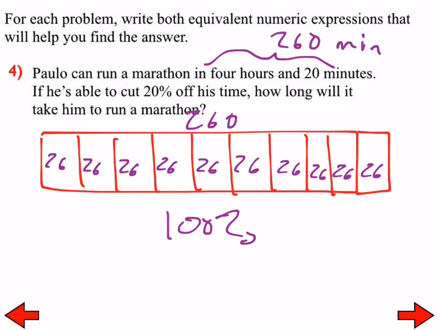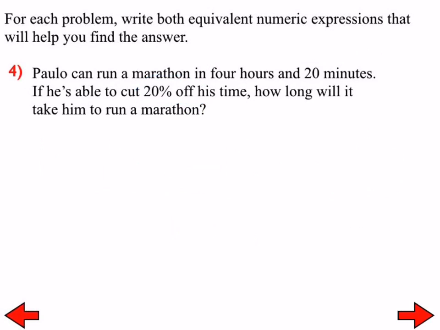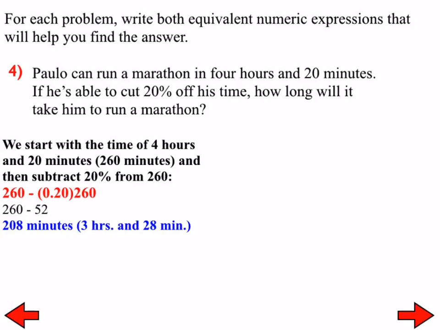So, just like the last one, I went ahead and set up a tape diagram. Some of you are using them, some of you are not. It doesn't really matter to me. Paulo's able to cut 20% off of his time, so we're essentially taking off the 20% right there. So that leaves us with 80%, and that really is the key to the problem here. But we're more concerned about the expressions.